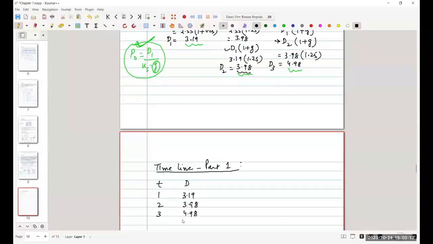But folks, remember, if this was the only timeline that you're dealing with, then it would appear as this. A horrible drawing skill, but I think you'll get the message. This is time 0. This is 1. 3.19 is what you get. This is 2. 3.98 is what you get. And this is 3. 4.98 is what you get.